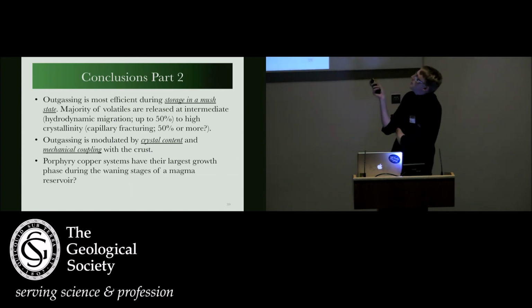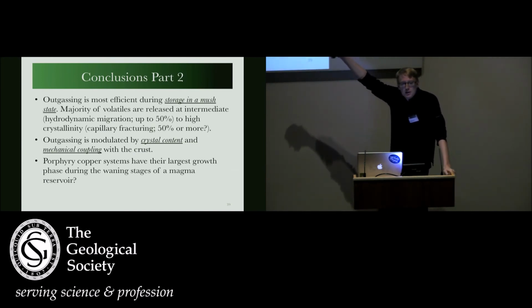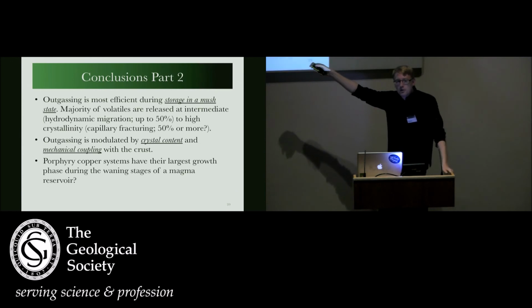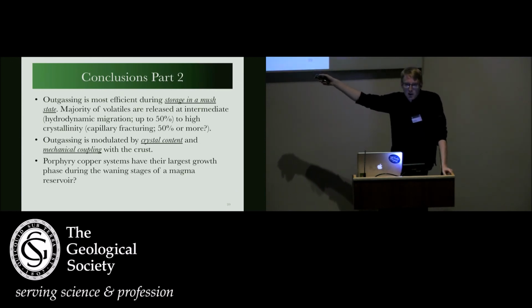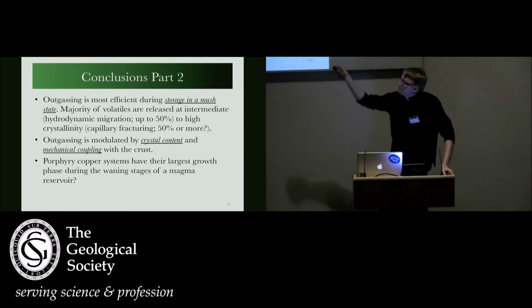So these are the conclusions of the second part. Outgassing is most efficient when you're in this mush state and not when you have a mobile lens. A majority of the volatiles is released at intermediate crystallinities. You will have this channel formation, but at even higher crystallinities, which we infer should be the most efficient mechanism of losing your gas, you'll have 50% or even more of the volatiles that you need to lose.